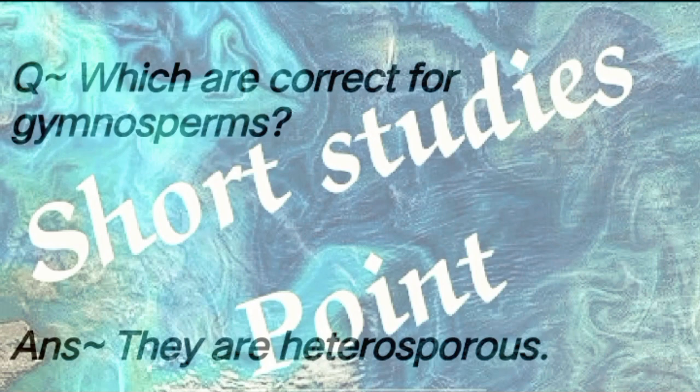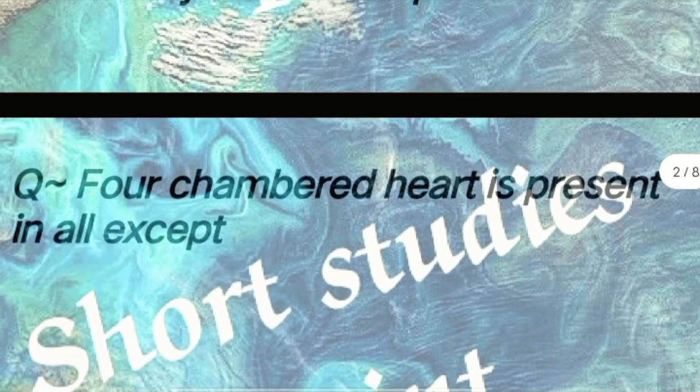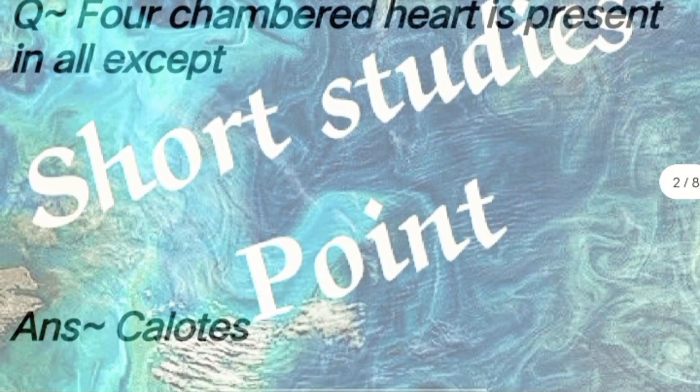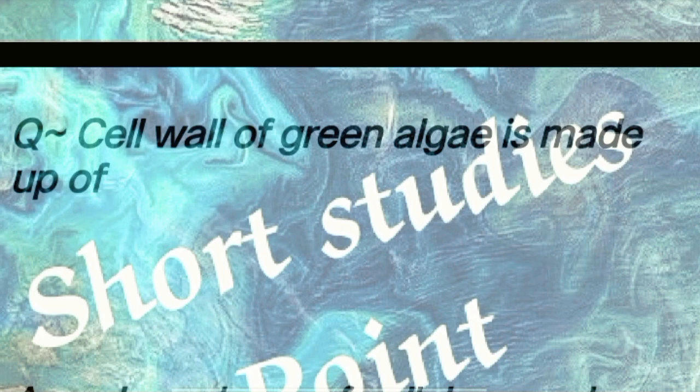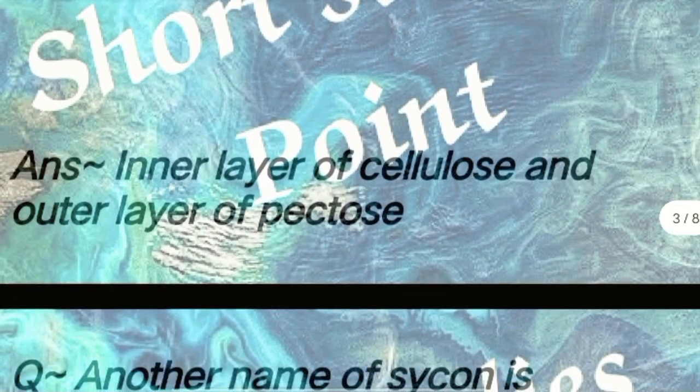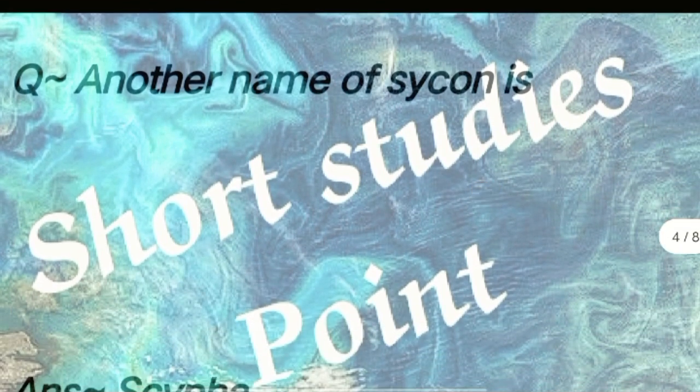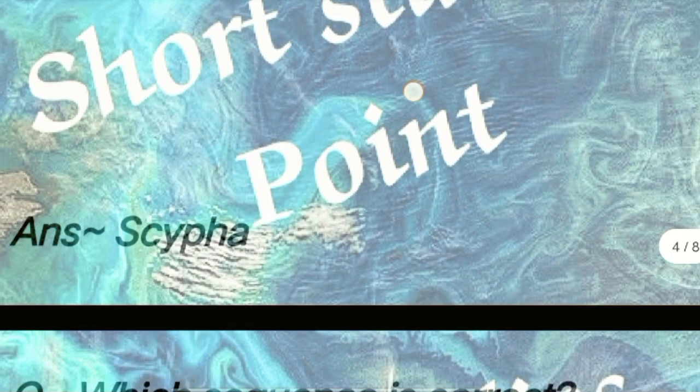Question, what is correct for gymnosperms? Answer: they are heterosporous. Next question, four chambered heart is present in all except? Answer: Calotes. Next question, the cell wall of green algae is made up of? Answer: inner layer of cellulose and outer layer of pectose. Another name of cycas is? Answer: Cycas.